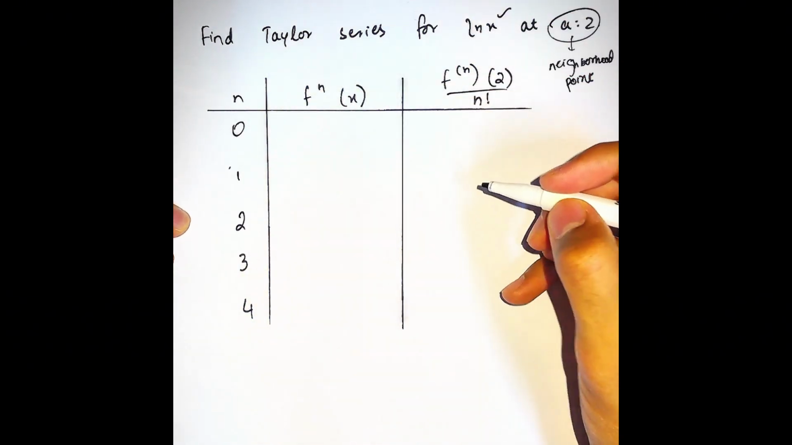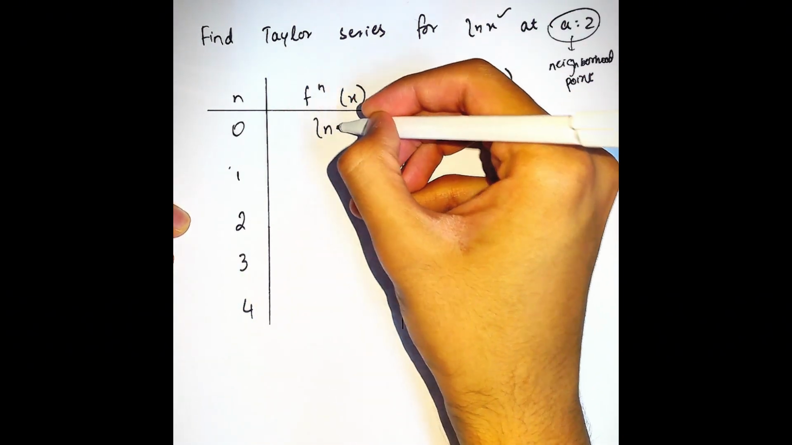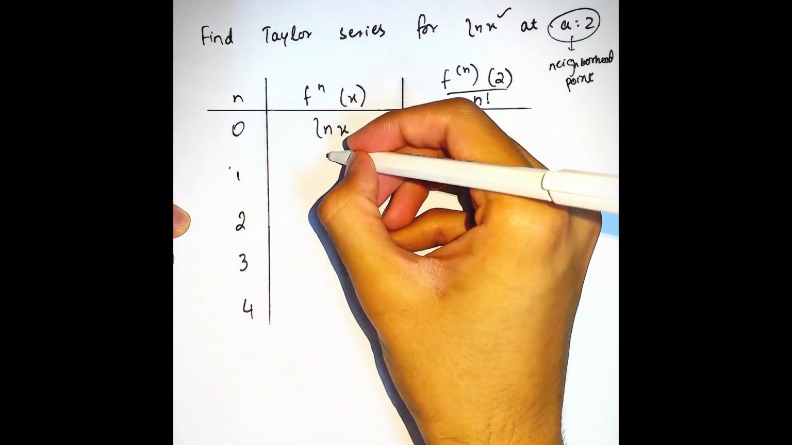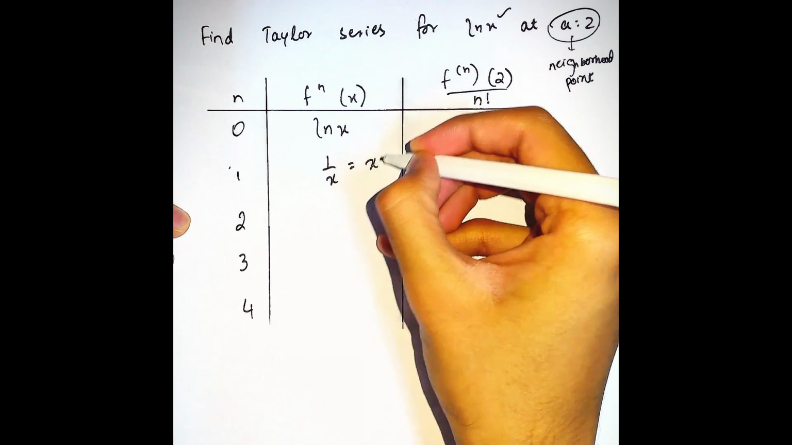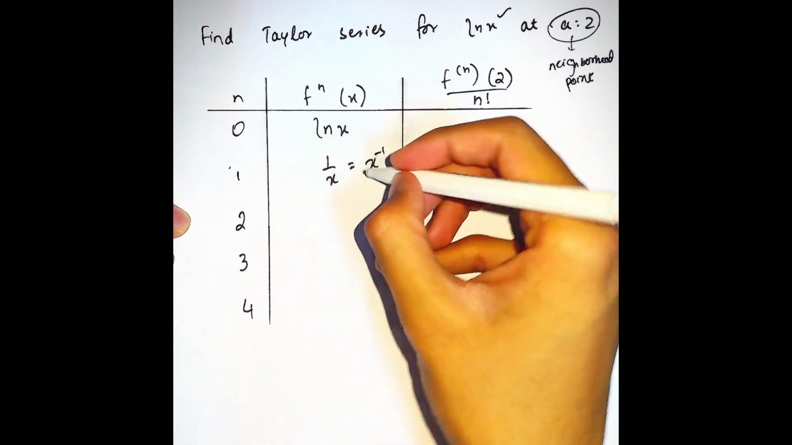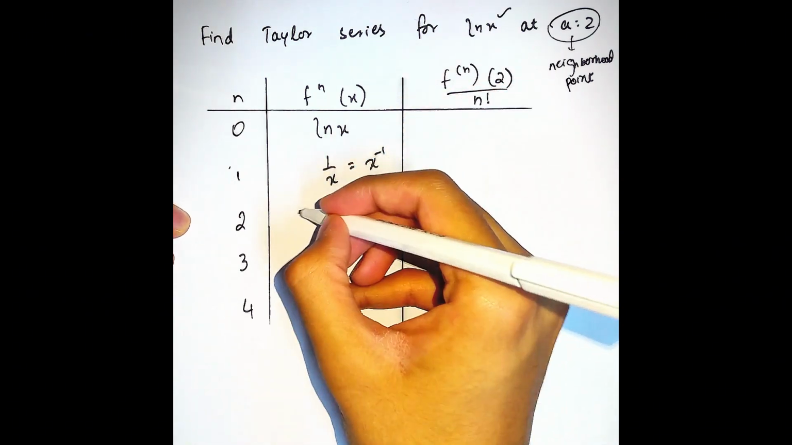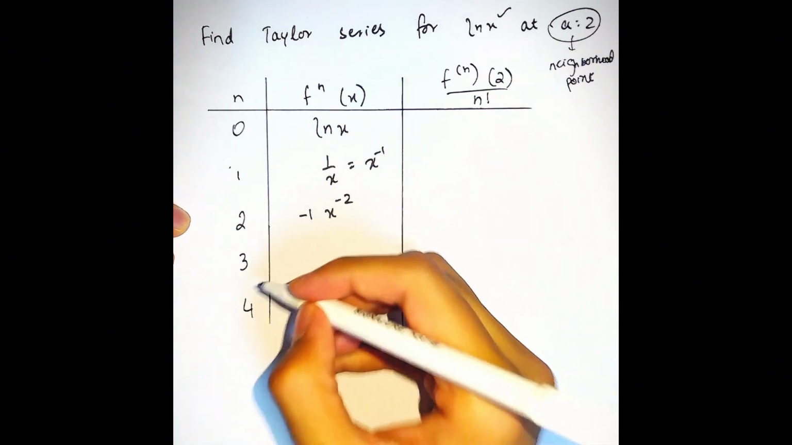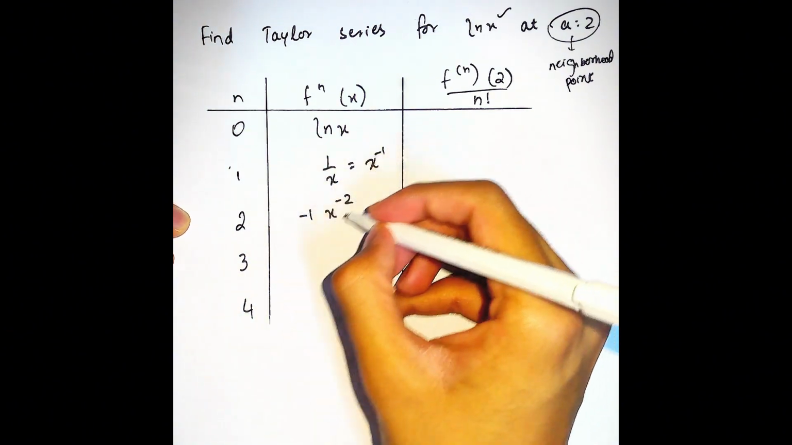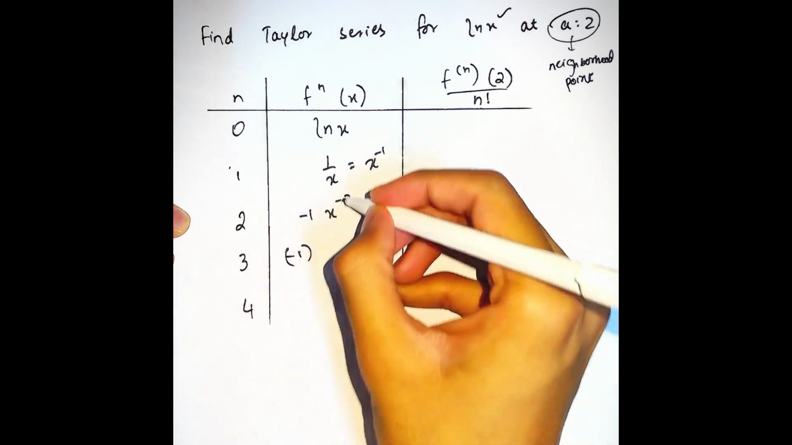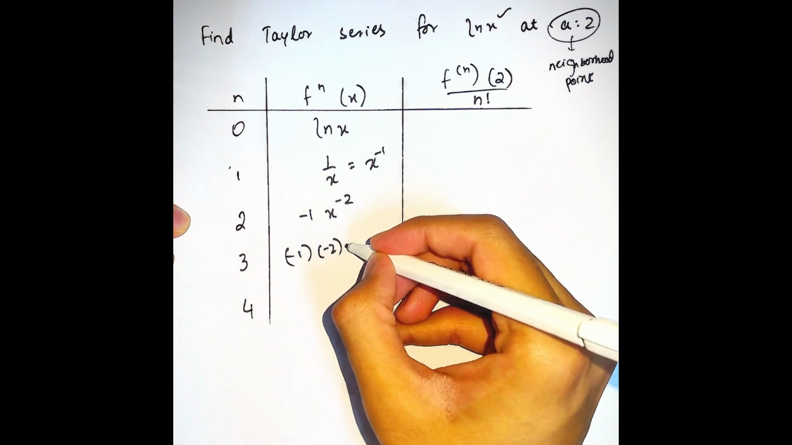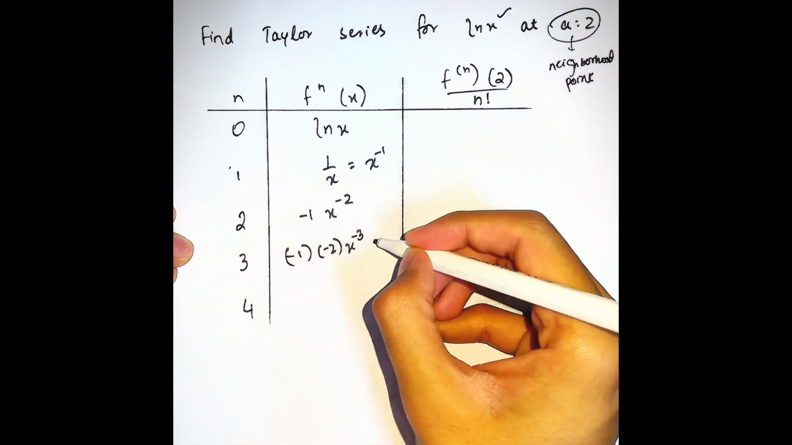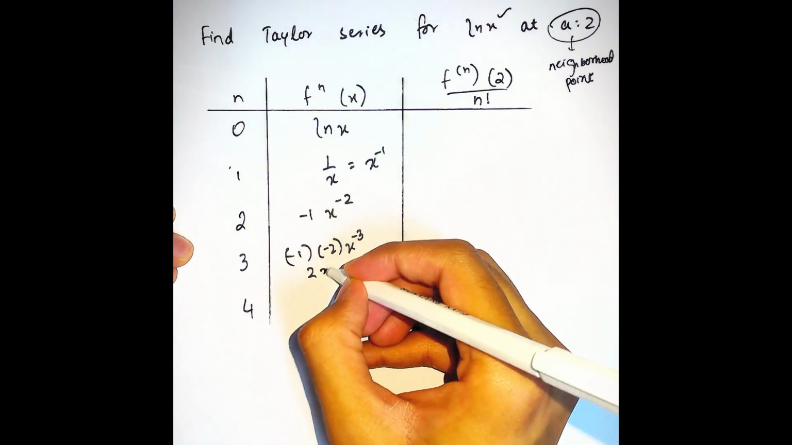Okay, so the zeroth derivative of course will be the same thing, natural log of x. The first derivative, the derivative of natural log of x, is 1 divided by x, which can be written as x power negative 1. The second derivative of this, the power will be brought out front, then the power minus 1 gives us negative 2. Then the third derivative: the negative 1 will be as it is, then the negative 2, the power will be brought out, then the power minus 1, negative 2 minus 1 gives us negative 3, and this can be written as 2x power negative 3.